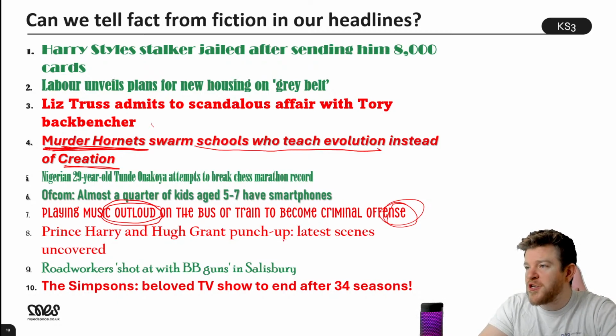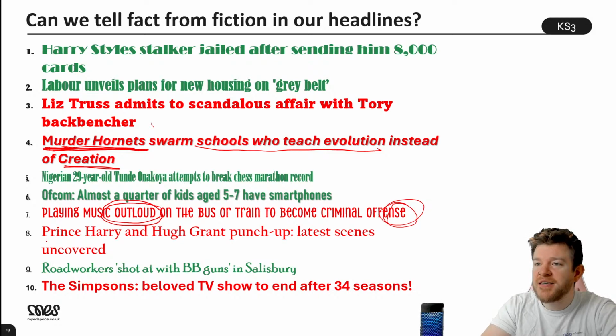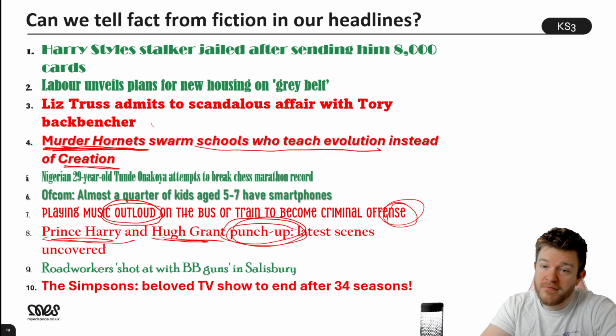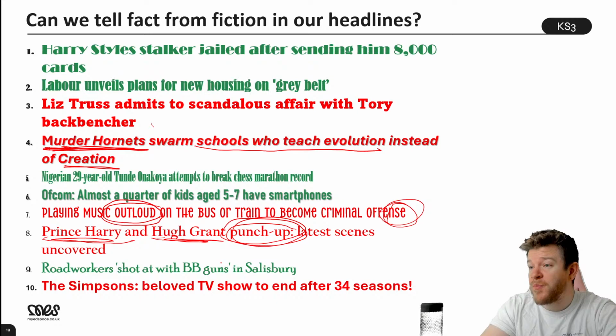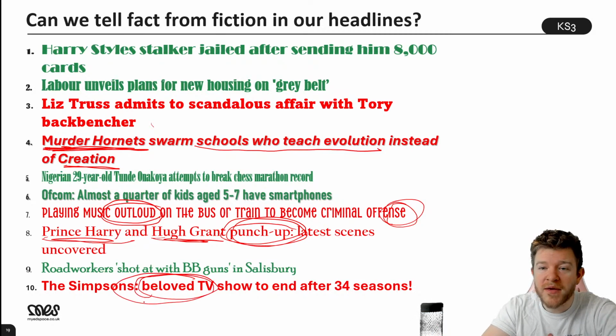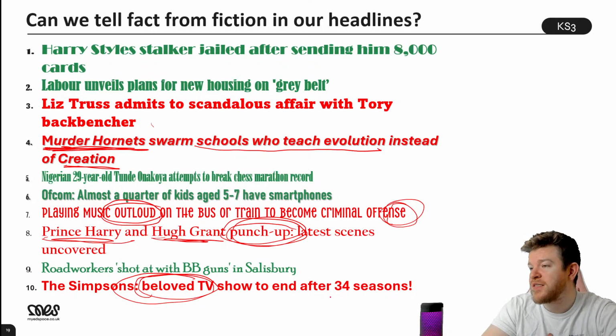Prince Harry and Hugh Grant punch up. Latest scenes uncovered. Again, very similar to number 3. Because these are famous people, Prince Harry and Hugh Grant, you would think that you would have heard about it if they had had a big fight with each other. Road workers shot at with BB guns in Salisbury. Sadly, that is true. And then The Simpsons' beloved TV show to end after 34 seasons. Well, that word beloved, that might be a clue that it's biased. 34 seasons, that is true, but the show ending is false, okay?